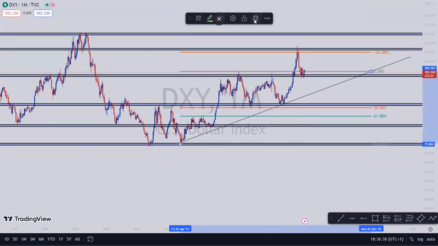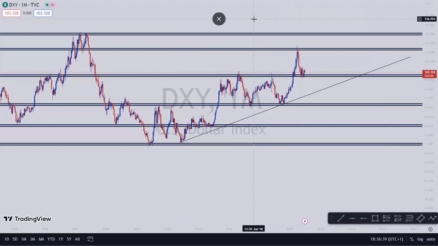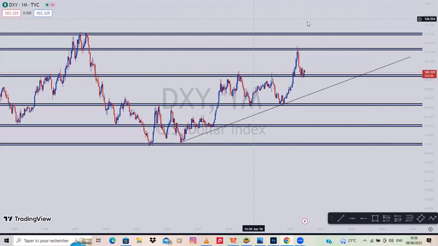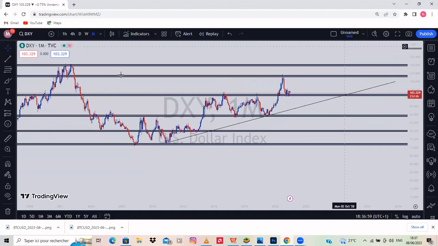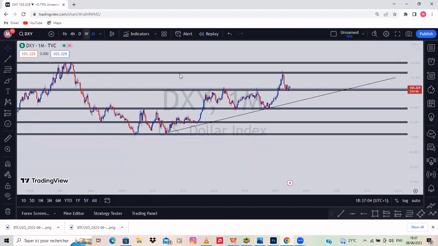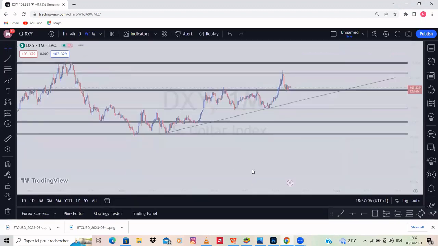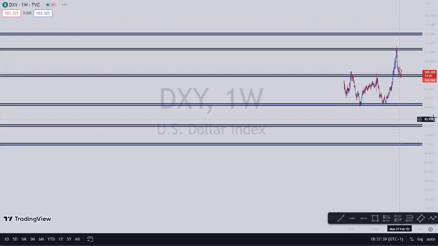So I can actually do this analysis on a monthly time frame for free, but for my strategy, I do the top down analysis, but my main analysis time frame is the weekly time frame. So let's go down to the weekly time frame. On the weekly time frame, what do we have?